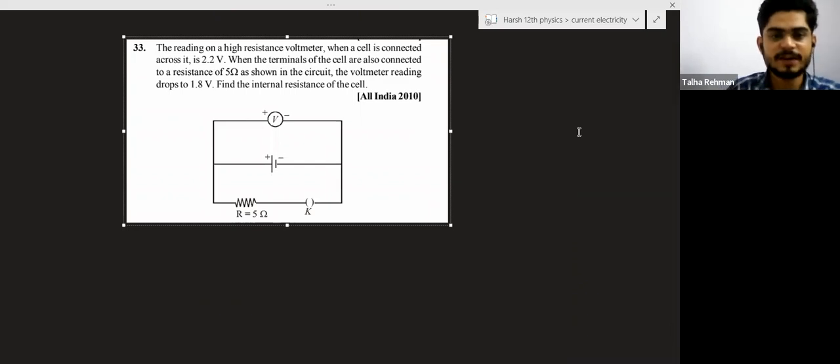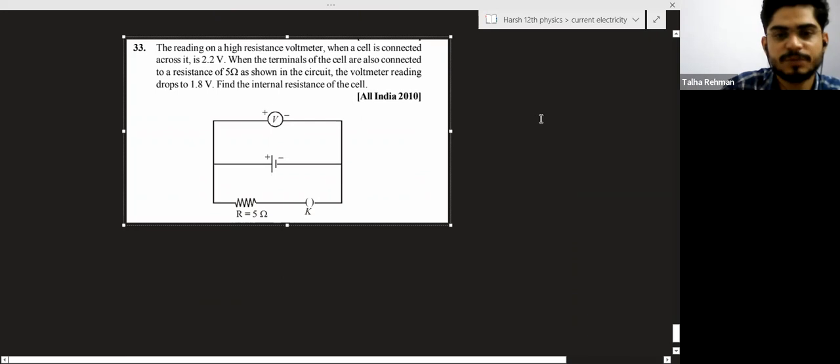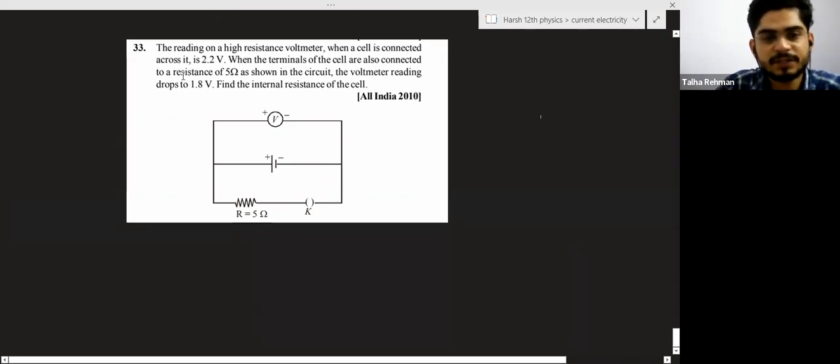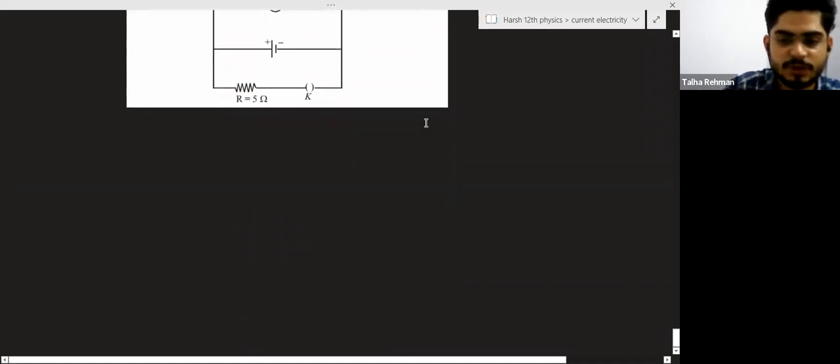They are saying the reading on a high resistance voltmeter when the cell is connected across it is 2.2 volt. When the terminals of the cell are also connected to a resistance of 5 ohm as shown in the circuit, the voltmeter reading drops. Find the internal resistance of the cell. Just see what I am doing.